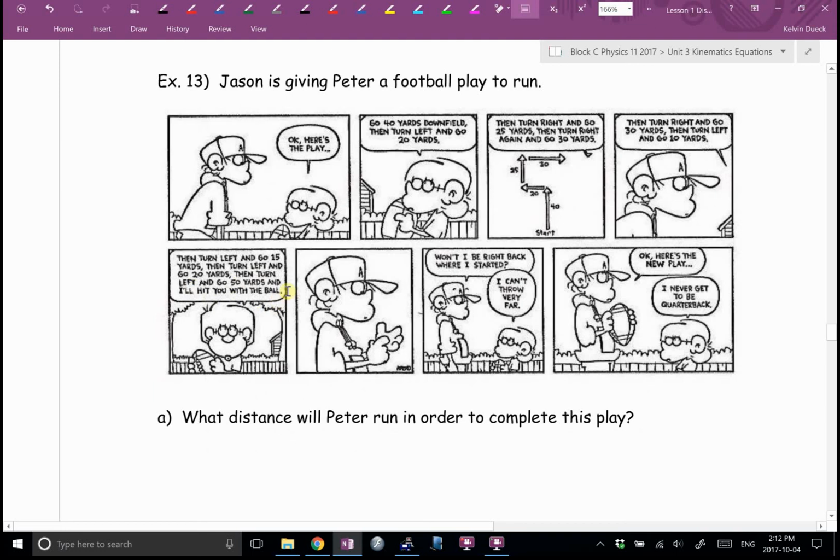Peter does some calculating. Won't I be right back where I started? Jason says, I can't throw very far. Peter says, okay, here's a new play. And Jason says, I never get to be quarterback.